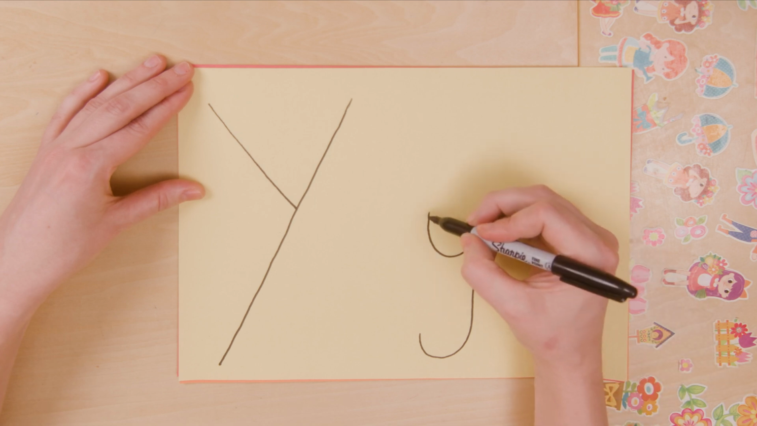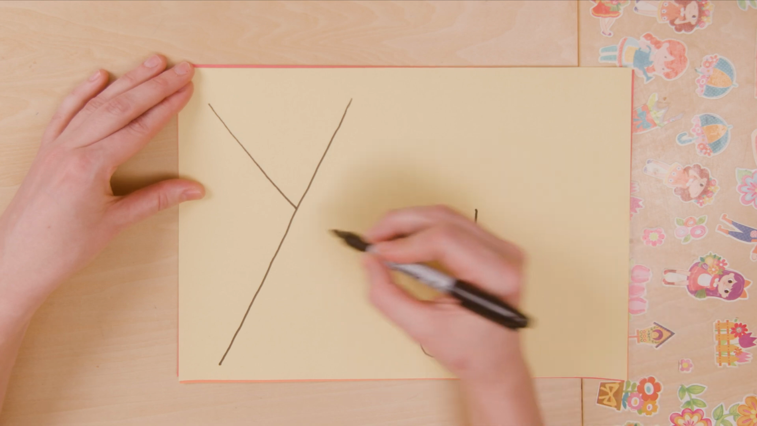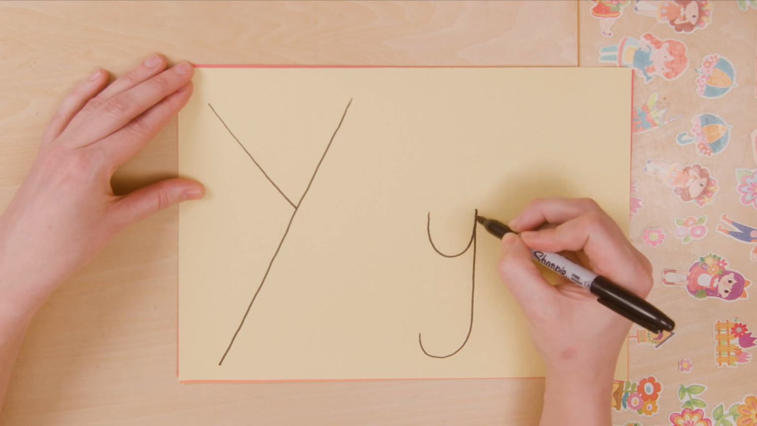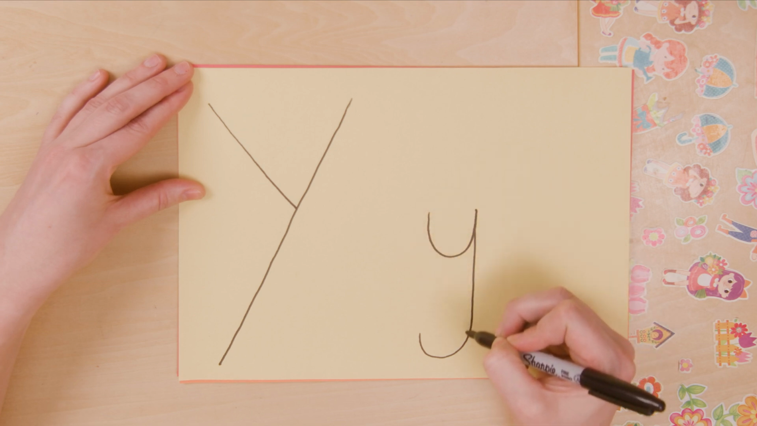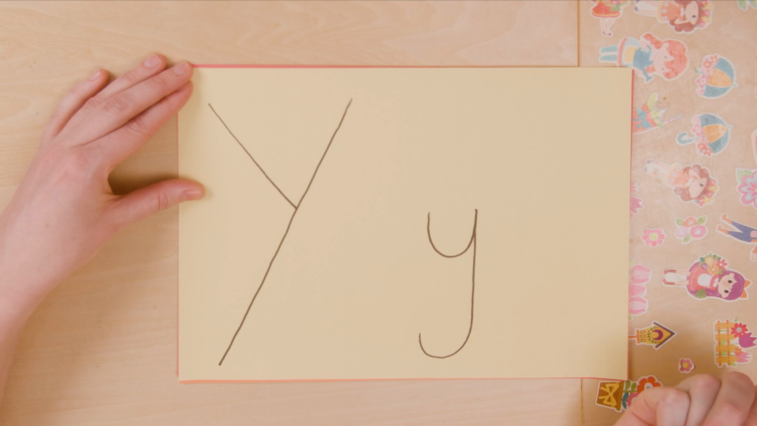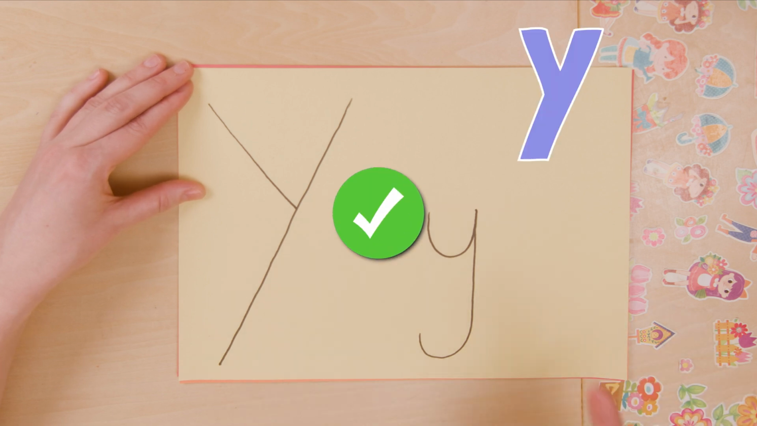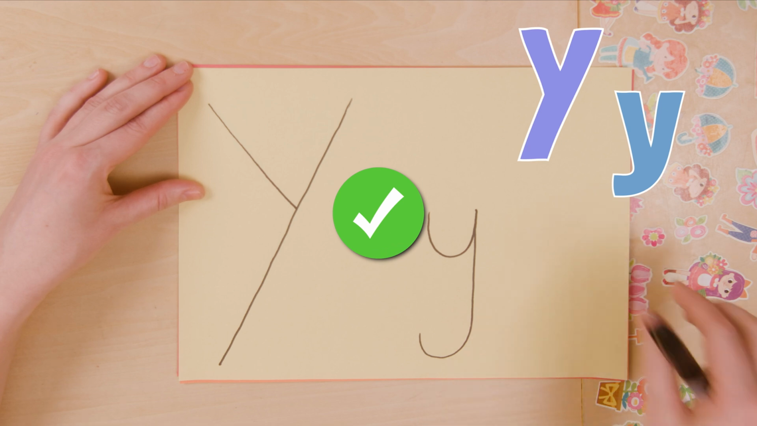Try it with me, this one's fun. Start here, about midway up the big Y. Go down and around, and then down and up with your little monkey tail. Good job. Capital Y, small y.